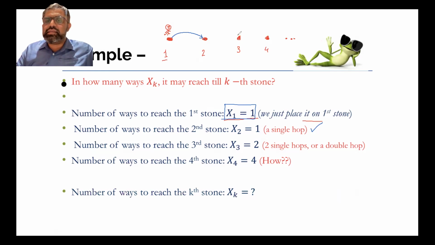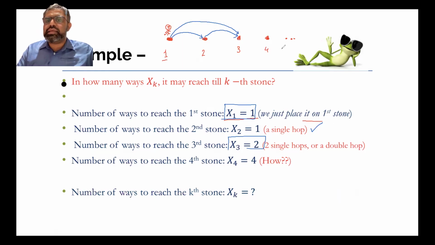In how many ways can it reach stone 3 from stone 1? It can jump from 1 to 2, and then it can jump from 2 to 3. This is one way of reaching here. Or it can jump directly from stone 1 to stone 3. So there are two ways to reach from stone 1 to stone 3. So we write down x3 is equal to 2: two single hops, and a double hop.